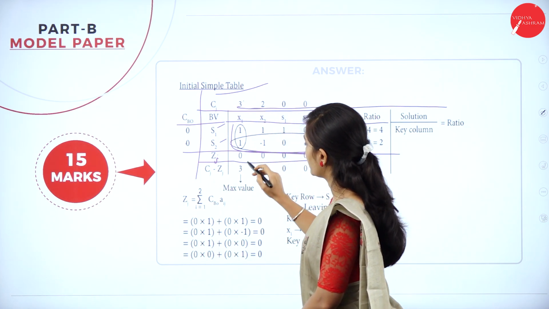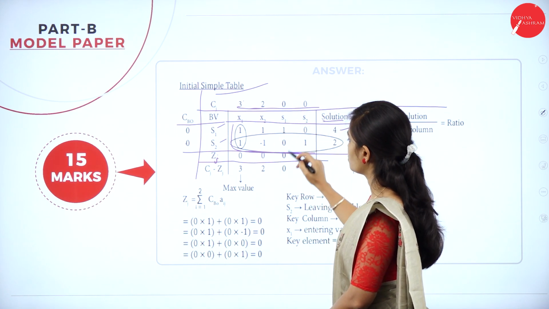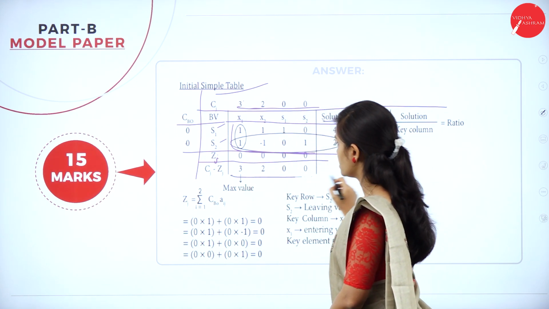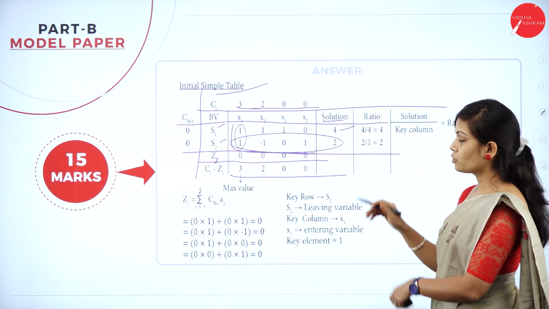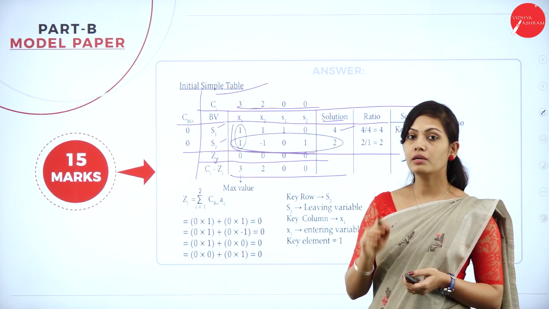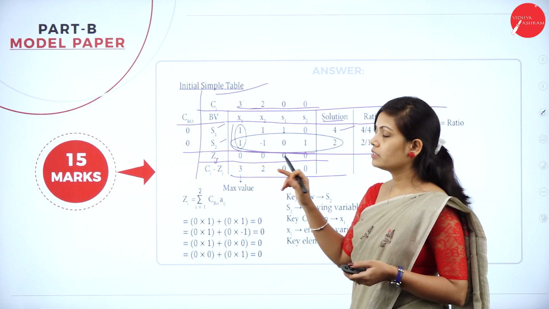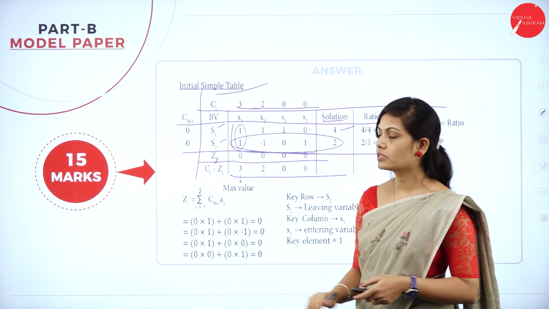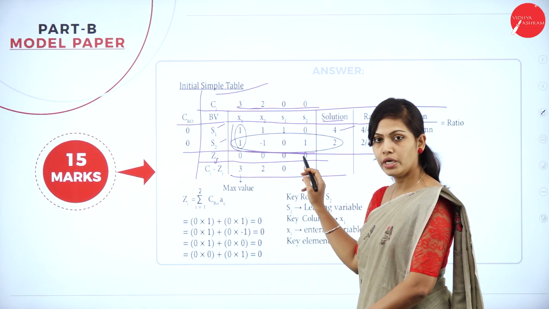Subtract with 3 minus 0, 2 minus 0, 0 minus 0, 0 minus 0. So you will get this 3, 2, 0, 0. So after this initial simplex table, check whether it's satisfying the optimality condition or not. So here you have positive, positive, 0, 0.